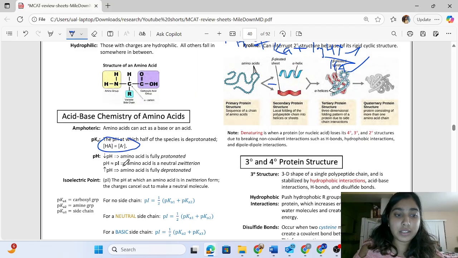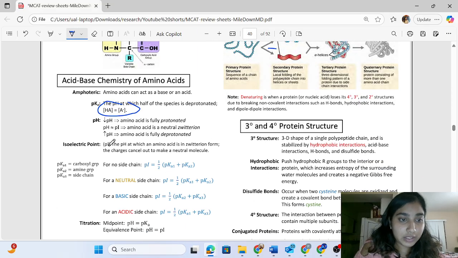Pi is the isoelectric point, where the whole atom will be neutral, like it will be at pH 7, and that neutral form of an amino acid is called a zwitterion. So the isoelectric point is the pH of an amino acid where it is a zwitterion, or a neutral ion.